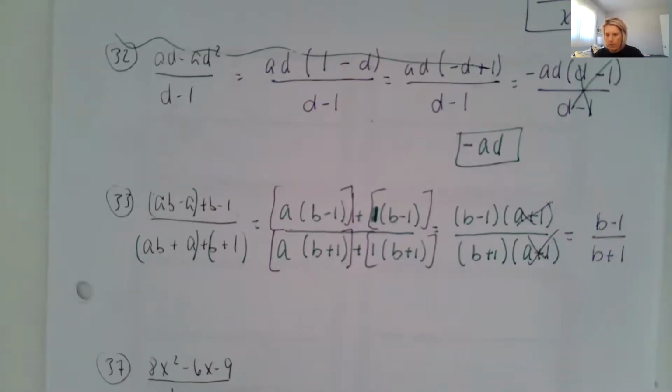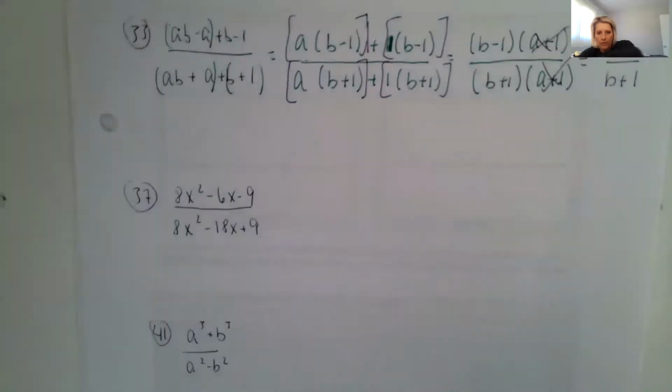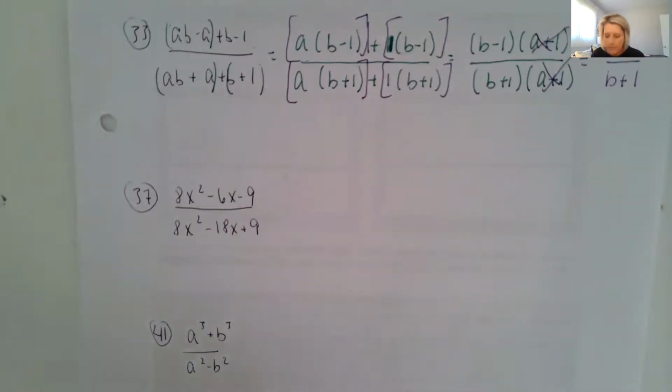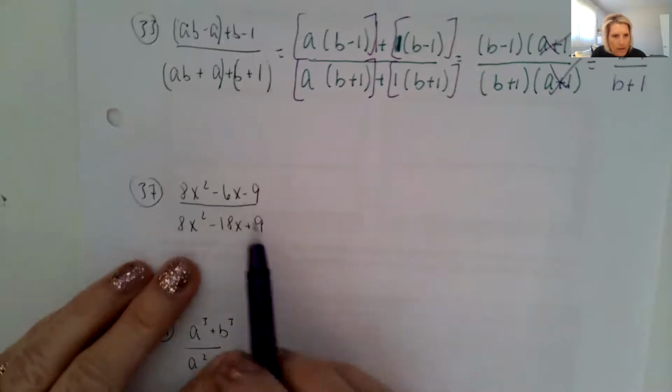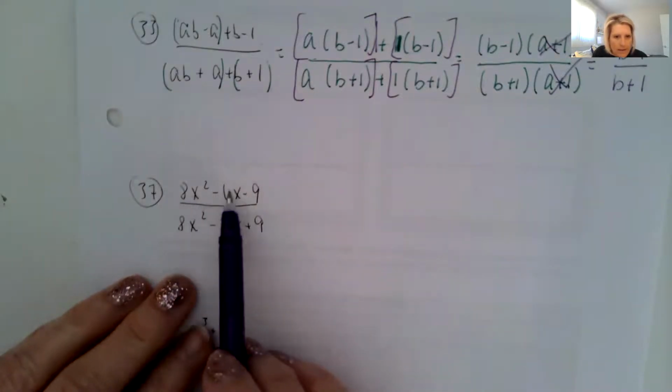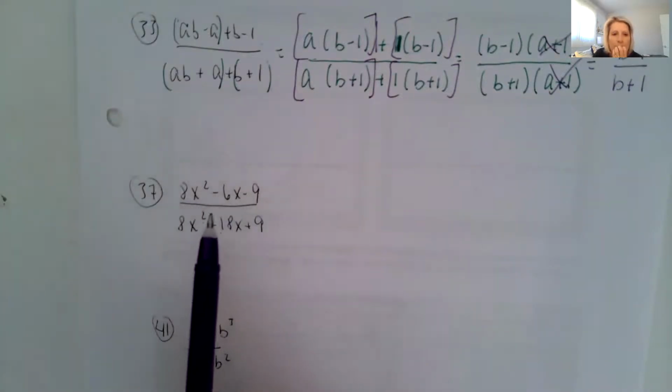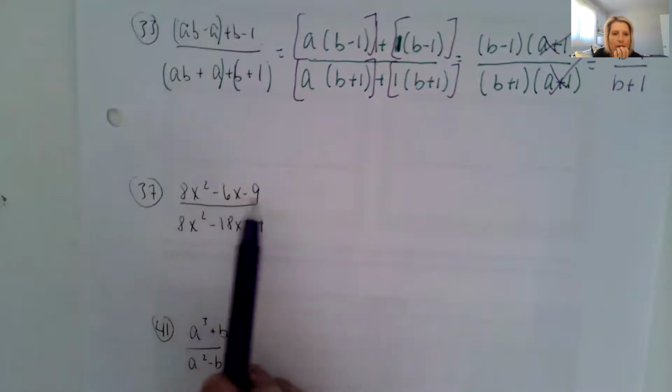Let's look at 37 and then we're going to take a break and we'll make video parts A, B, and C. So number 37, 8, 6, and 9 do not have any common factors between all three.